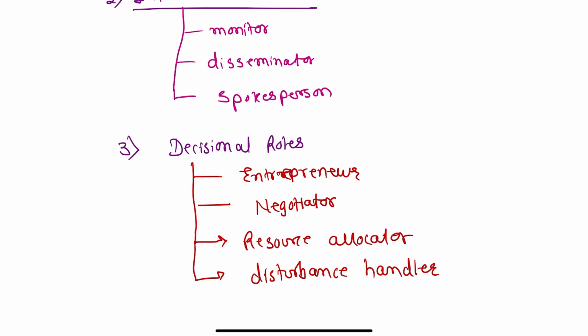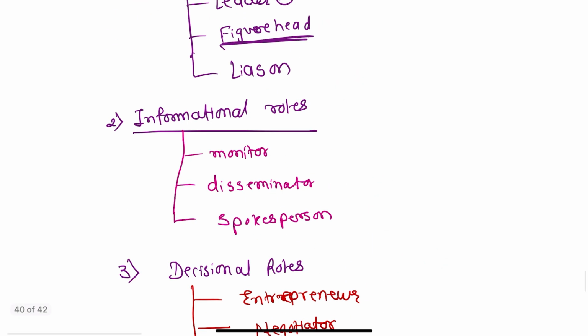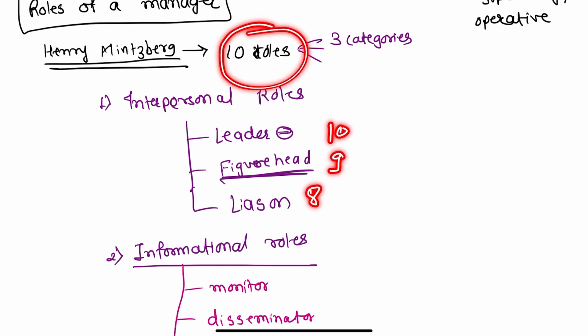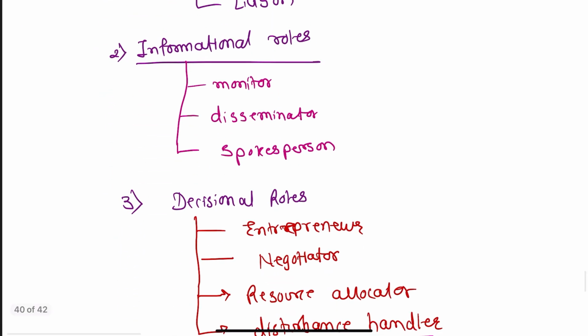Then, as a negotiator, he represents the organization at major negotiations. You may be needed to take part in and direct important negotiations within your team, department, or organization. Now, the resource allocator, as the name suggests, makes or approves all significant decisions related to the allocation of resources. Then the disturbance handler, again as the name suggests, is responsible for corrective action when the organization faces disturbances. So how many do we have here? One, two, three, four, five, six, seven, eight, nine, ten. These are the 10 roles of a manager, divided into three categories.